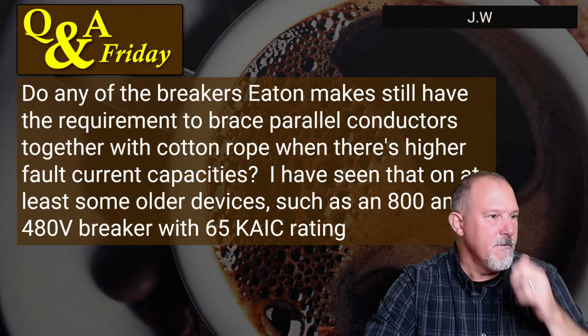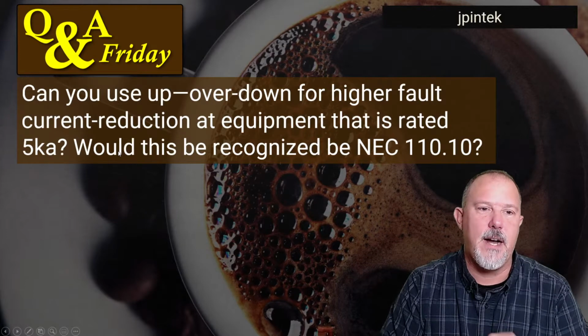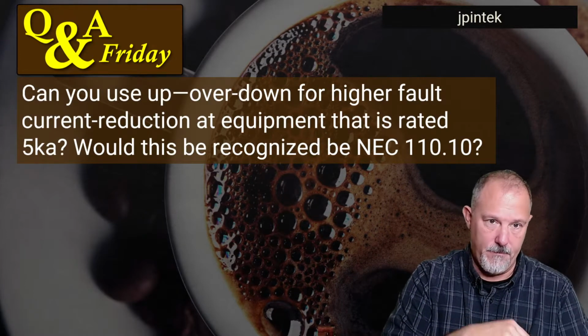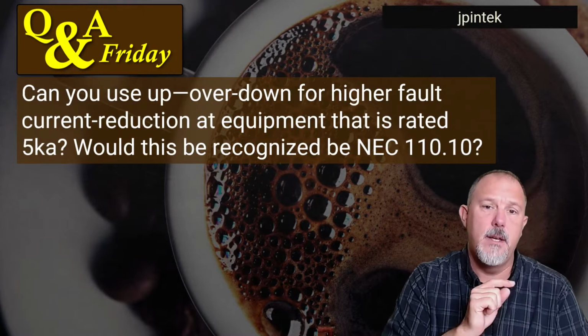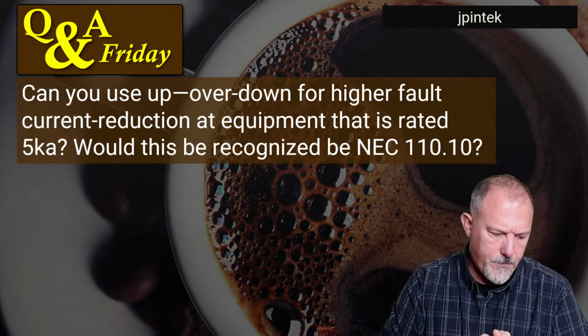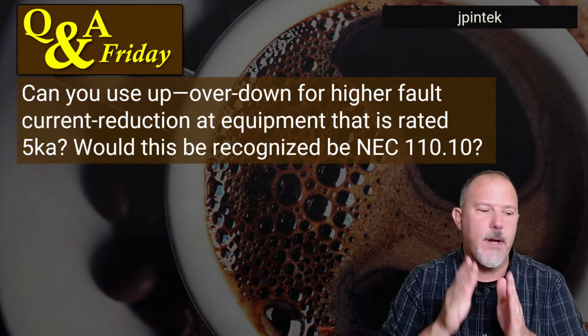I feel you. Okay, let's take a look at the next question. Can you use up, over, down for higher fault current reduction at equipment that is rated 5 kA? Would this be recognized by NEC 110.10? Up, over, and down. What do they mean by up, over, and down?